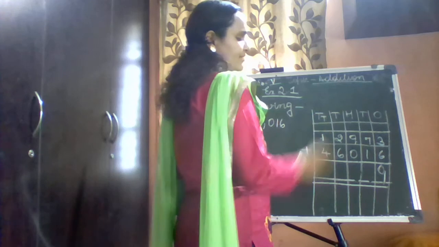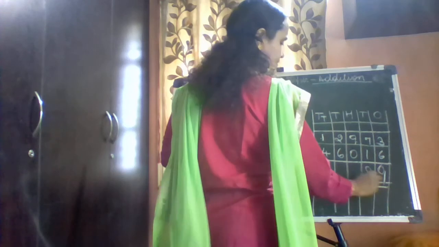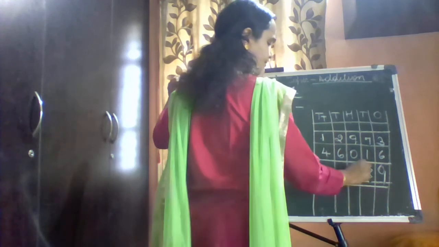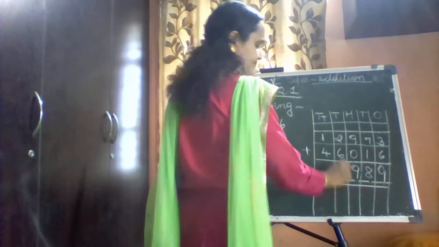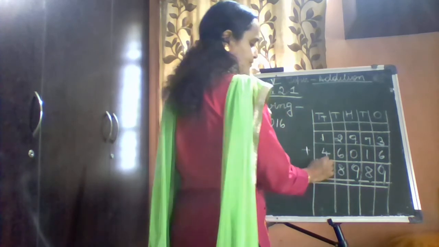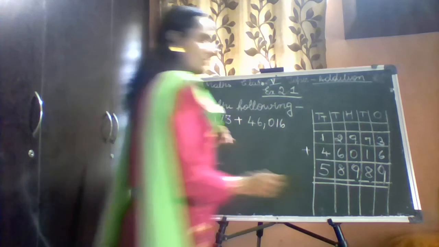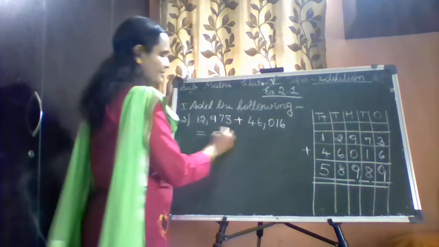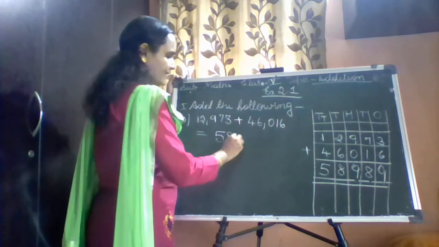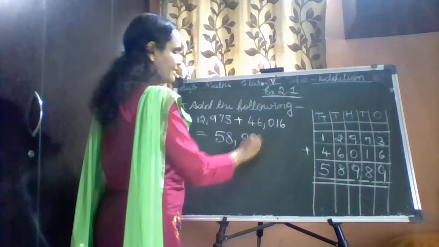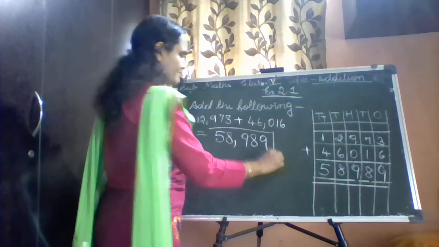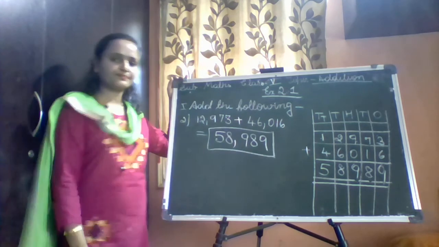6 plus 3. After 6, 7, 8, 9. Then 7 plus 1. So after 7, 8. 9 plus 0 is 9. 6 plus 2. After 6, 7, 8. 4 plus 1, after 4, 5. So what is the answer? 58,989. So this is the answer.